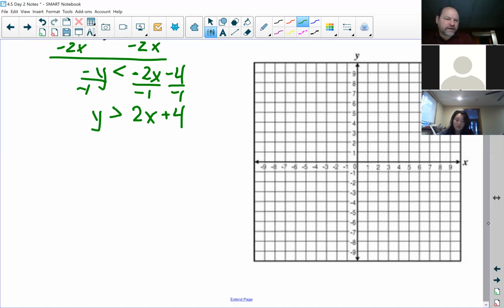Now it's in that slope-intercept form. So I graph the y-intercept, and I use the slope, up to the right 1 or down to the left 1.